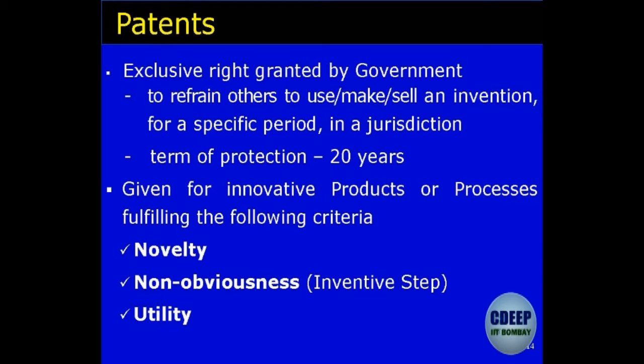One is novelty. It is the uniqueness, the new thing in your invention that should not be present in the existing knowledge of the particular technical field. And the second one is non-obviousness, that is the inventive step. It means your invention should not be deduced by any person having ordinary skill in that particular field.